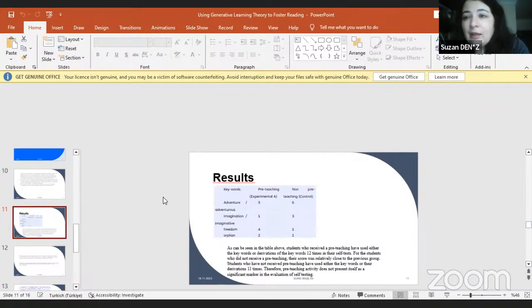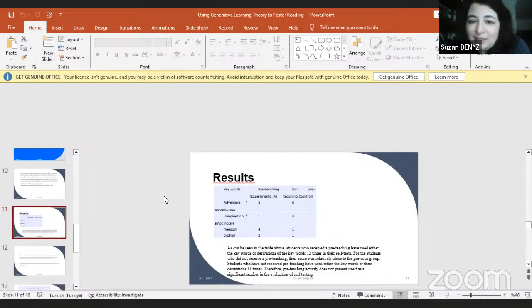accepted. As for the results of these processes, in the first experimental A group and the non-pre-teaching control group, the differences between the 2 groups were very, very little, actually. We were expecting a major difference, but due to other unexpected circumstances, the numbers were relatively close to each other.